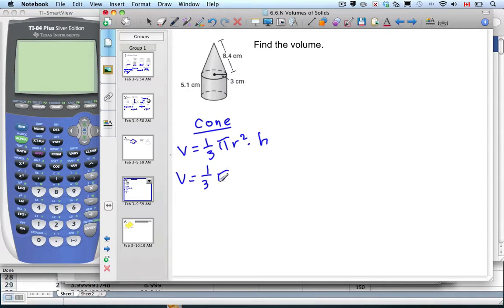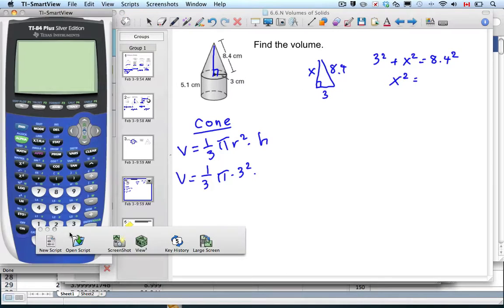So let's start off by substituting what we know. 1/3 pi, we know our radius is 3. Now here's what we were talking about, the height. We don't know that. Our height is perpendicular to our base here. So let's go over here and use our Pythagorean theorem. This is 3, 8.4, and x. So 3 squared plus x squared equals 8.4 squared.